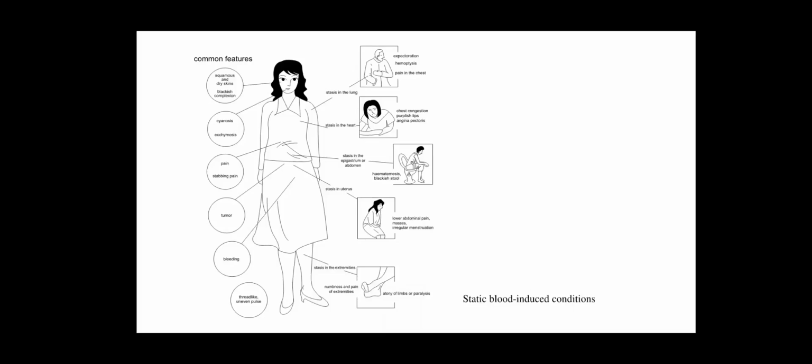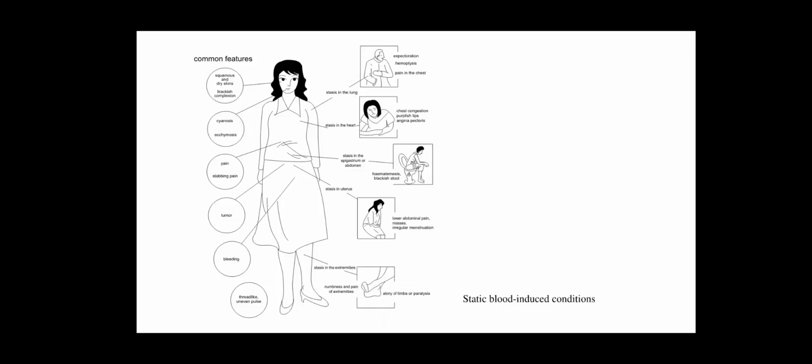Here are some common features of static blood-induced conditions. There's squamous and dry skin, blackish complexion, cyanosis, ecchymosis, pain, stabbing pain, tumor, bleeding, thread-like uneven pulse. Stasis in the lung will have expectoration and hemoptysis and pain in the chest.